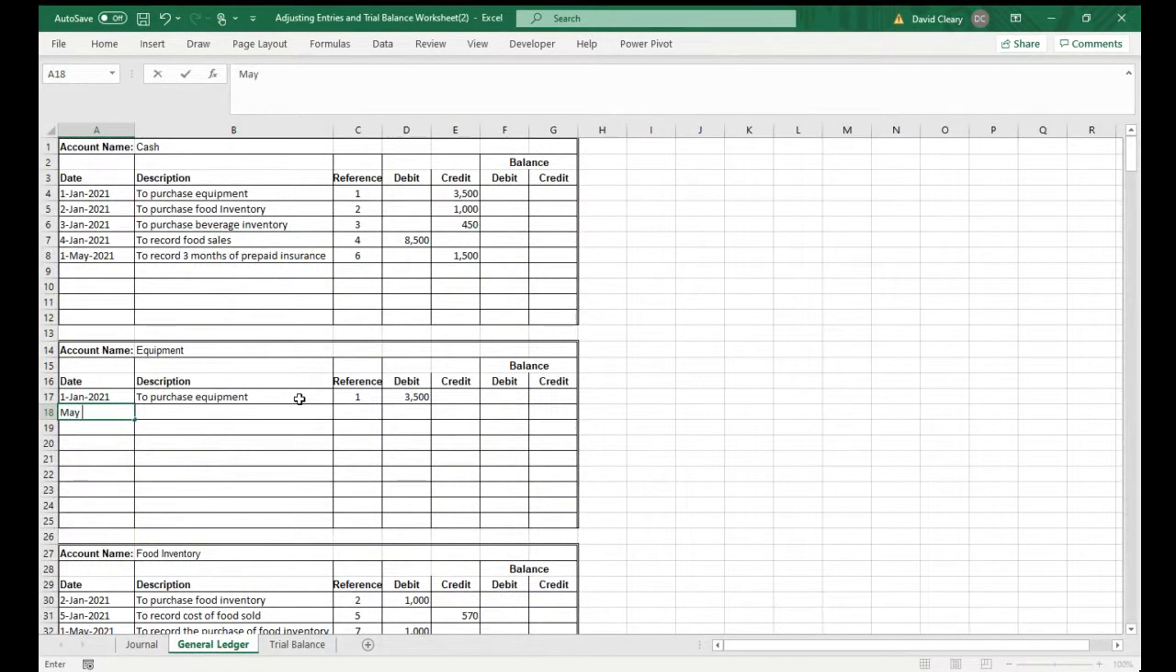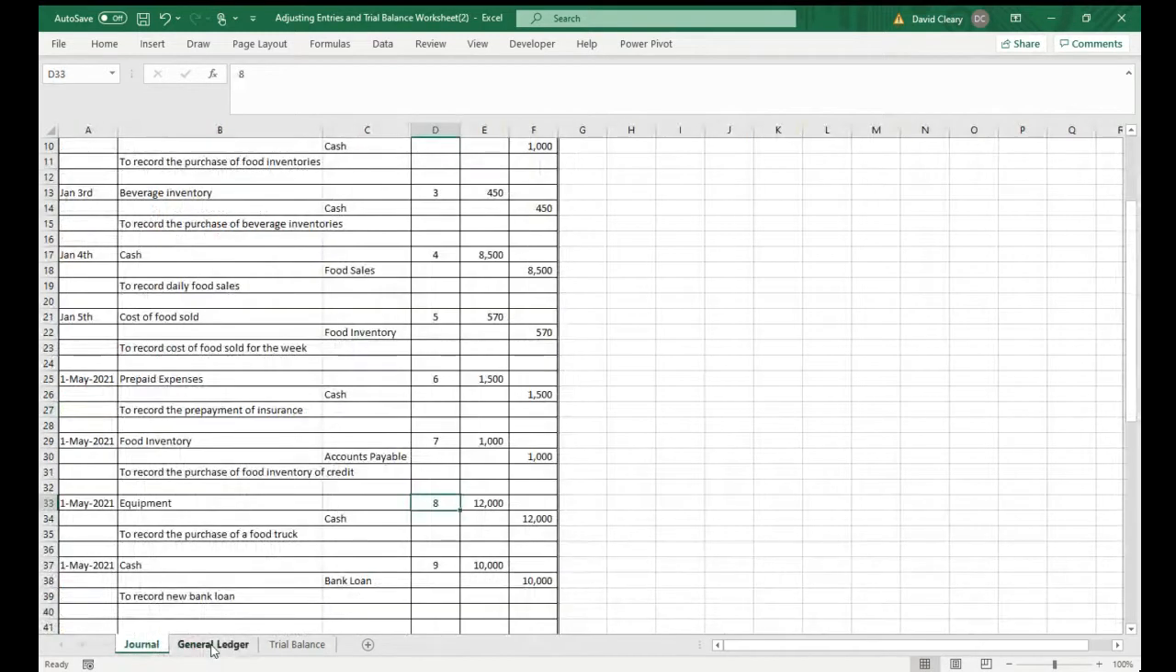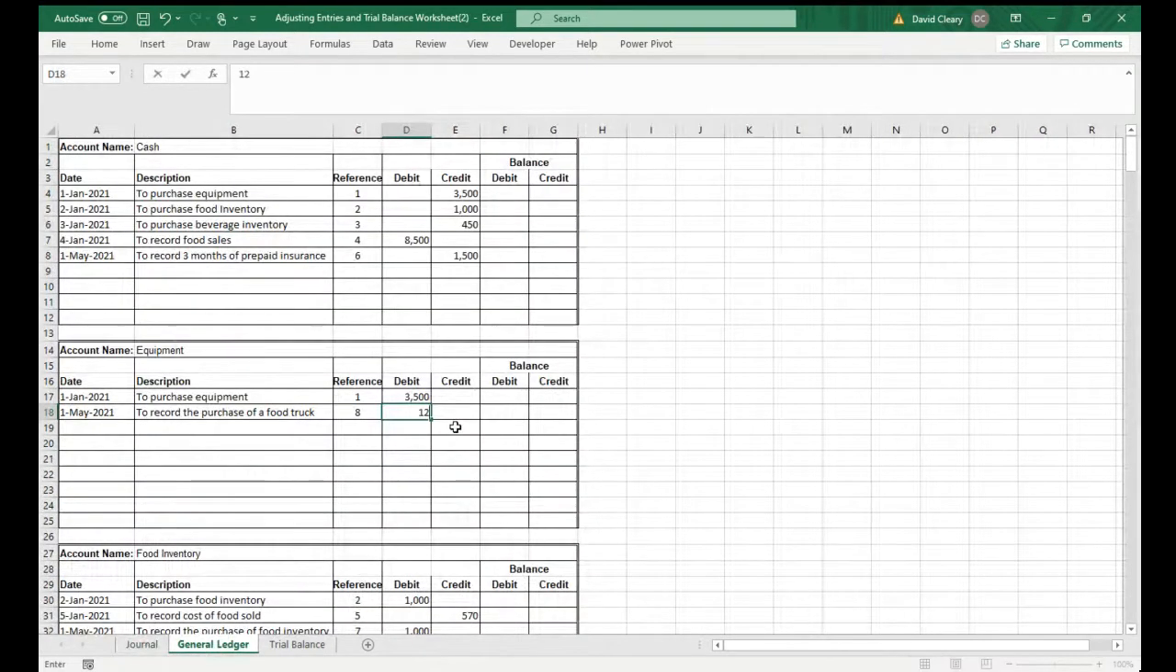Okay, so on May 1st, the description here is to record the purchase of a food truck. This was reference number 9. I'm sorry, 8, I should say. I apologize. And how much was this for? I believe it's for $12,000. Yes. So we're going to debit the account by $12,000. 1, 2, 3. Go. And we've done that.